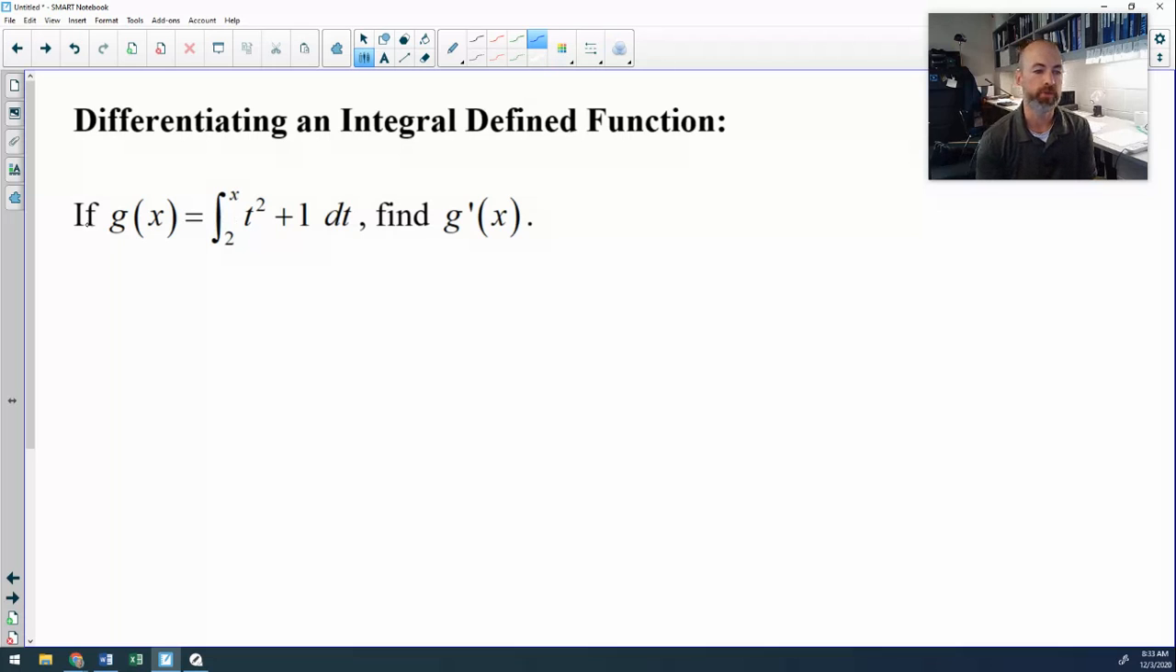So what we're going to do for this time only is I'm going to start by finding g of x first. We will simply find g of x by doing the antiderivative and evaluating. So if g of x is this integral, I'm going to start by ignoring those limits of integration. And the antiderivative of t squared plus 1 would be t cubed over 3 plus t. But this was a definite integral, so now I need to evaluate that from 2 to x.